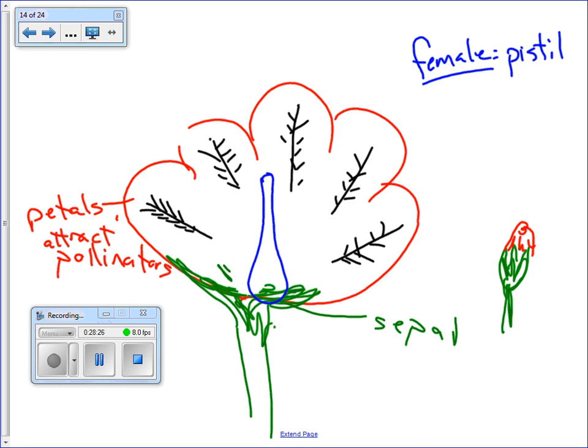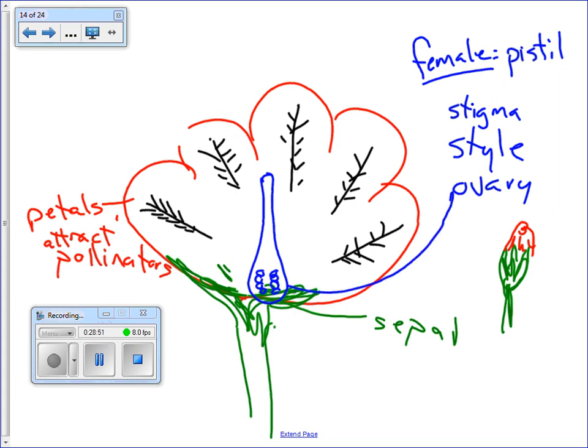Now, the pistil is divided into three parts: the stigma, the style, and the ovary. So, ovary, that's easy to remember that it's a female part. It, in fact, has the seeds. Once they're pollinated, these become the seeds, and this becomes the fruit. So that's the ovary, which will also become the fruit which surrounds the seeds.